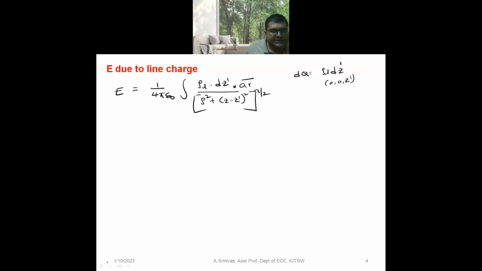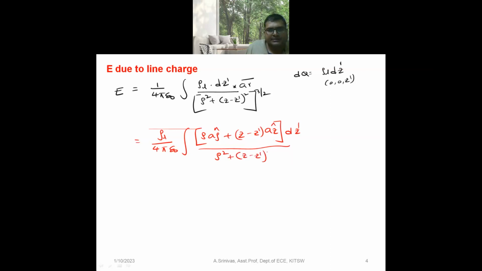Now this can be simplified as rho L by 4 pi epsilon naught integration of (rho a_rho cap plus (z minus z dash) a_z cap) dz dash divided by (rho square plus (z minus z dash) square) to the power 3 by 2.